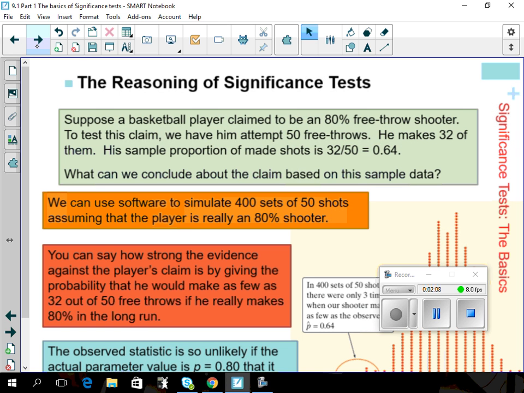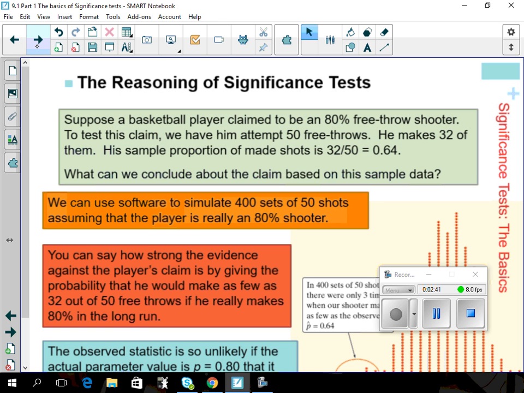So let's just look at a scenario. Suppose we have a basketball player, go Tech, they beat UNC the other night. I was very excited. I think it was, what's today? Monday night. So let's suppose a basketball player claimed to be an 80% free throw shooter. That's pretty high. To test the claim, we have him attempt 53 throws. He makes 32 of them. His sample proportion of made shots is only 0.64. Okay? So what can we conclude about the claim based on that one sample?